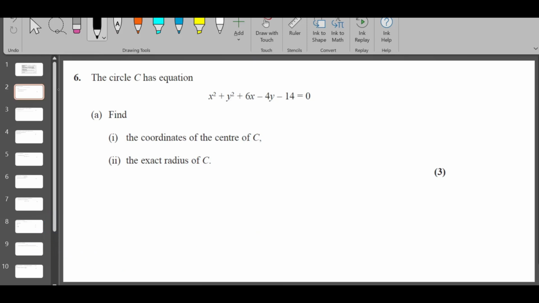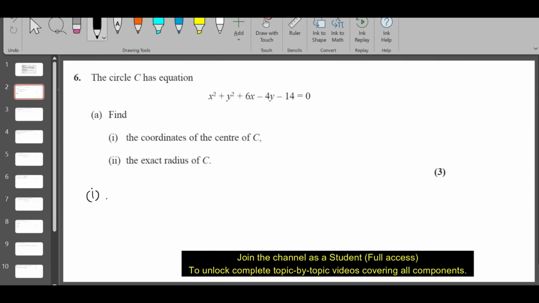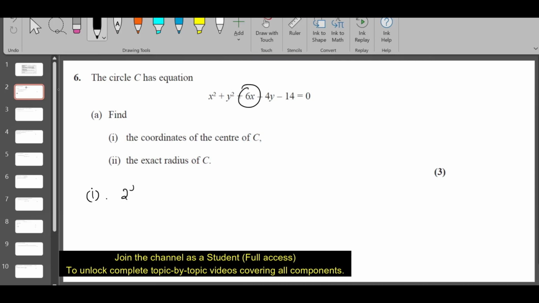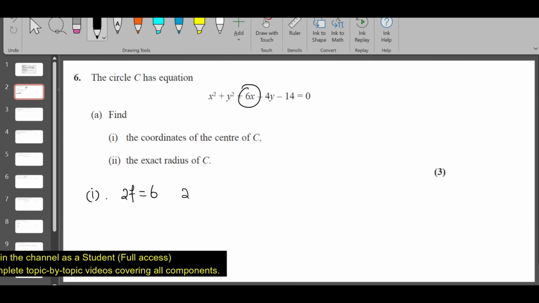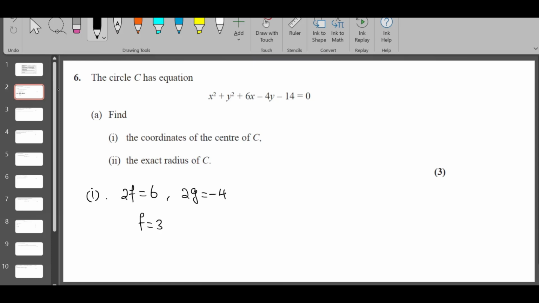We have an equation of a circle. Find the coordinates of the center. You can apply completing the square, or the easiest way is to take the coefficient of x as 2f, coefficient of y as 2g. Find f and g. So the center is (-f, -g). So (-3, 2). Change the sign of f and g. That's the easiest way to find the center.